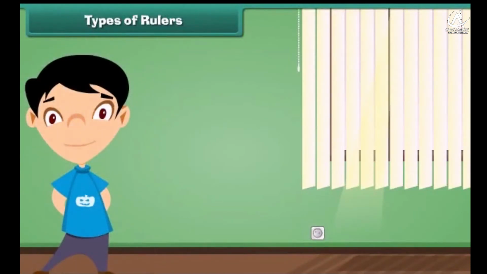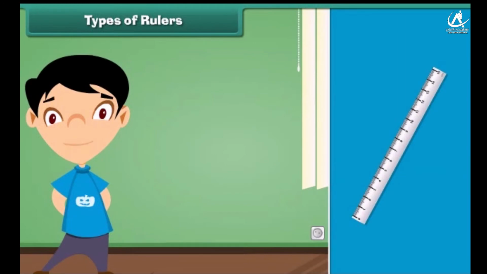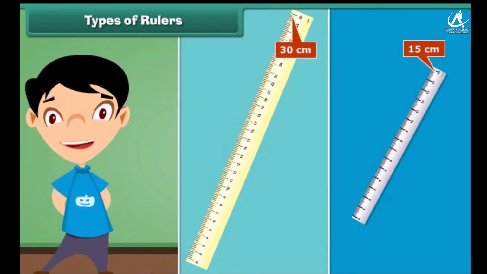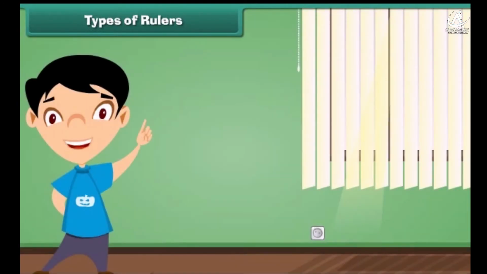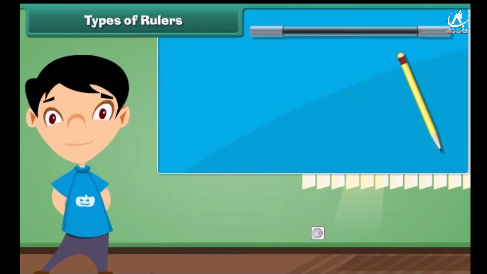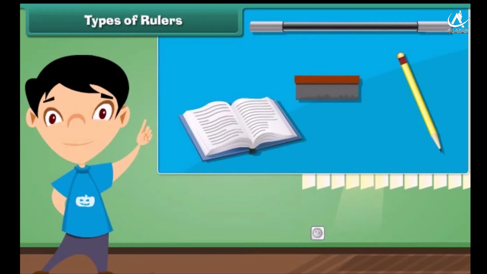A ruler comes in different lengths. The first ruler seen can measure length up to 15 centimeters. The second ruler seen can measure length up to 30 centimeters. But a ruler cannot measure all objects. Ruler is used to measure only short length objects such as pencil, stick, notebook, duster, comb, etc.